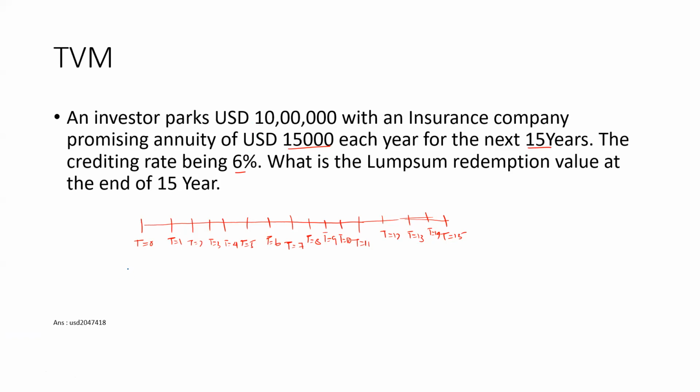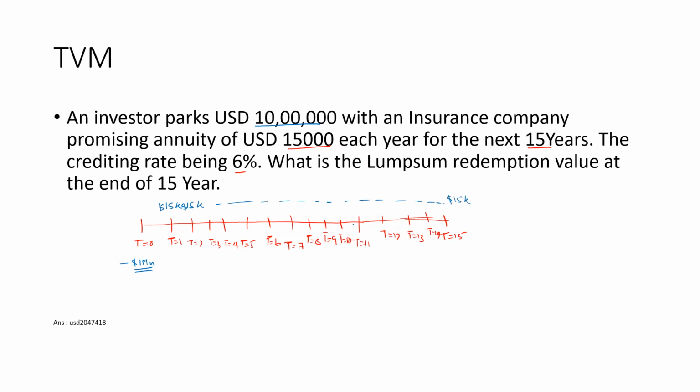Let's see what the problem says. The problem says the investor parks $1 million. So there is a cash outflow happening at time t is equal to 0 because he's parking this money. So I write here minus 1 million. The insurance company promises an annuity of $15,000 each year for the next 15 years. So here a payment of 15,000 US dollars is happening. Here again, a 15,000 US dollar payment is happening. And this series continues up until here.